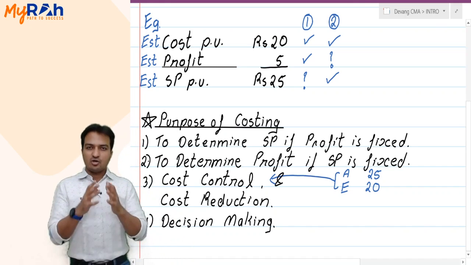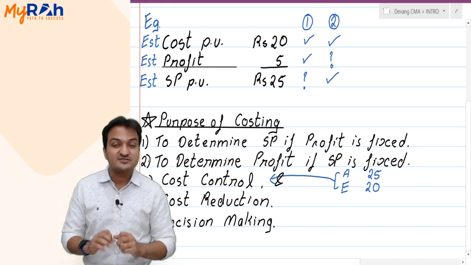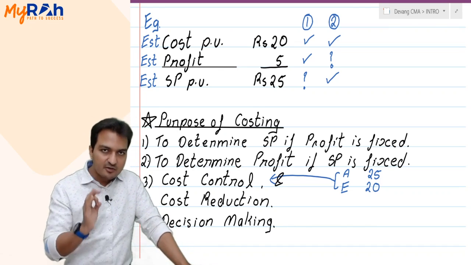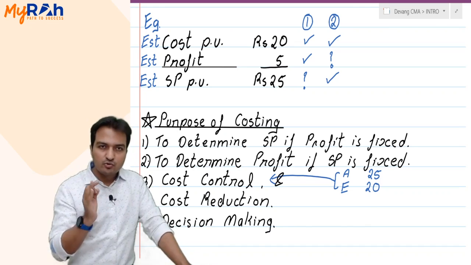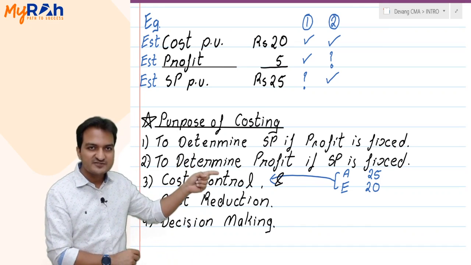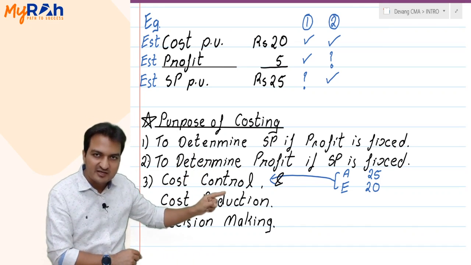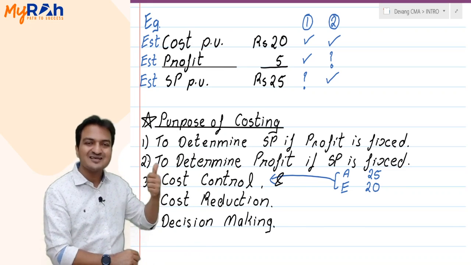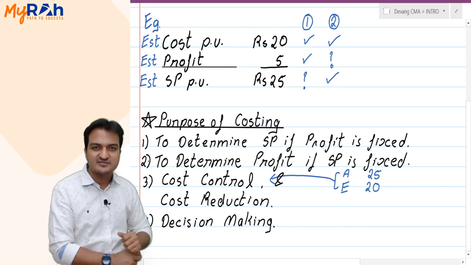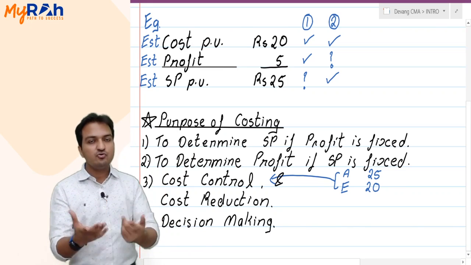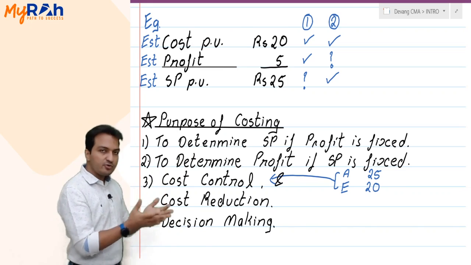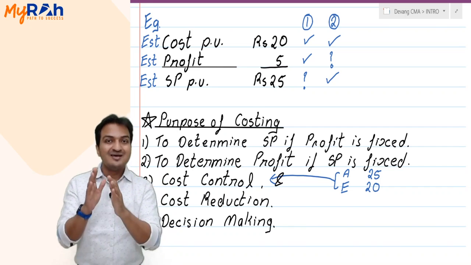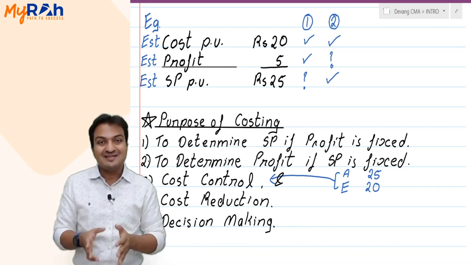Ultimately, cost control means to decrease the cost. But listen now, decrease which cost? Cost control means to decrease my actual cost and bring it down till the estimate. And how to do that? Well, if I want to decrease my actual cost and bring it down till the estimate, first question, can I do that now in this year?